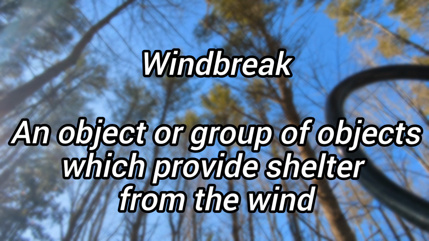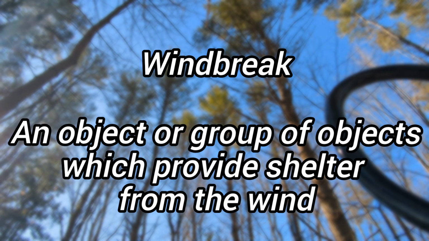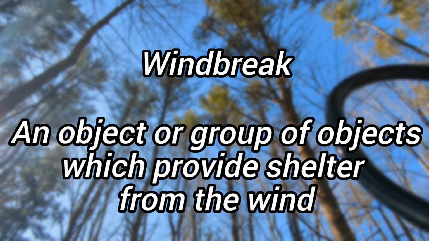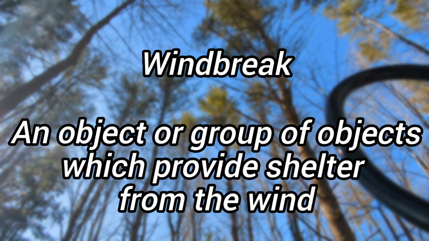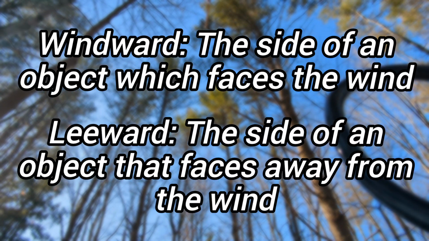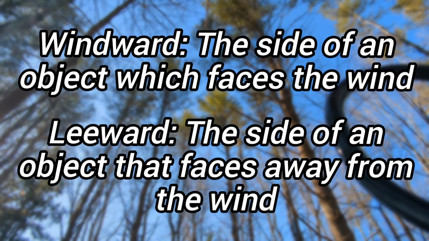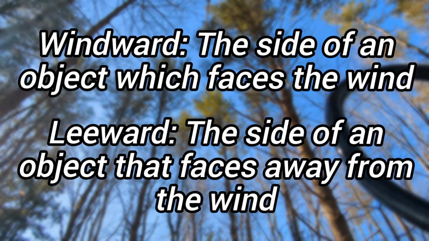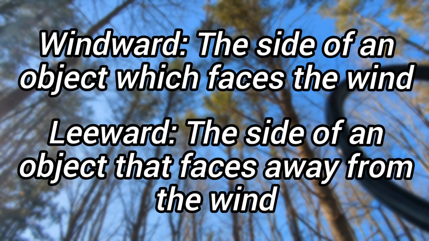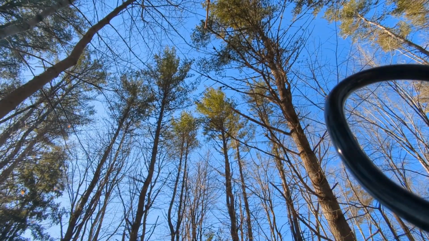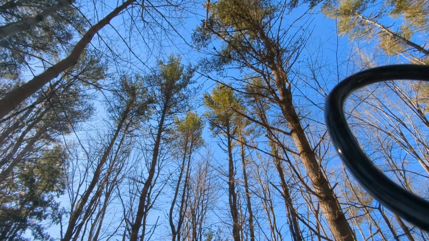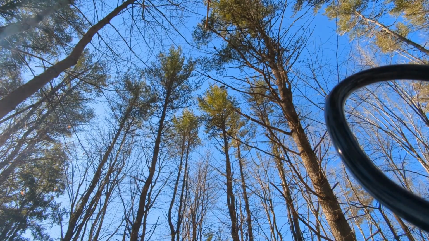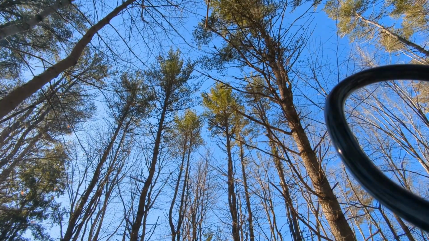A windbreak is an object or group of objects which provide shelter from the wind. The area and amount of protection provided depends on a number of factors that we'll discuss in this video a little bit later. The windward side of a windbreak is the side which faces the open, unobstructed wind. The leeward side of that same windbreak is the side which is more protected from the prevailing winds by the windbreak. While the leeward side has greater protection, there is still a benefit afforded to the windward side of these structures.